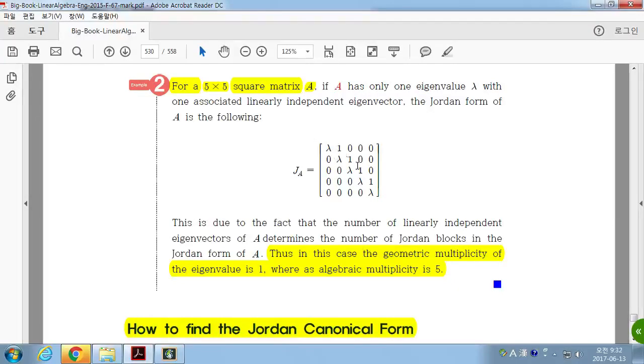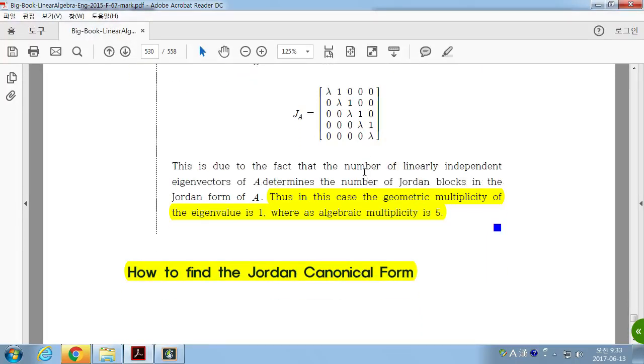Think about a 5 by 5 square matrix A. If A has only one eigenvalue lambda with one associated linearly independent eigenvector, then what is its Jordan canonical form? Since it has only one linearly independent eigenvector, we have only one Jordan block, a 5 by 5 Jordan block, and all the diagonal entries are lambda. Since it's one Jordan block, we have ones on the superdiagonal entries, and all others are 0. So this information tells us the Jordan canonical form.